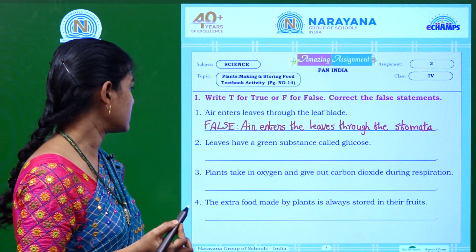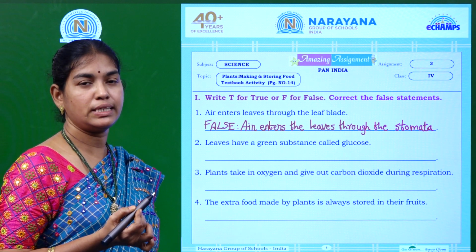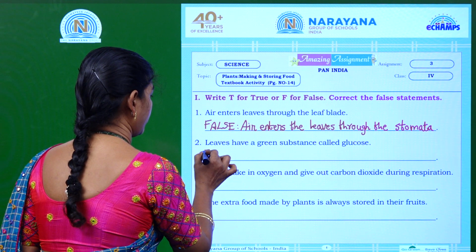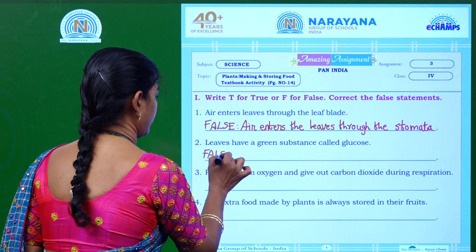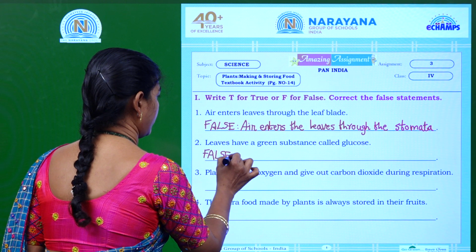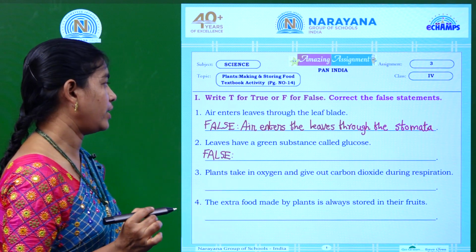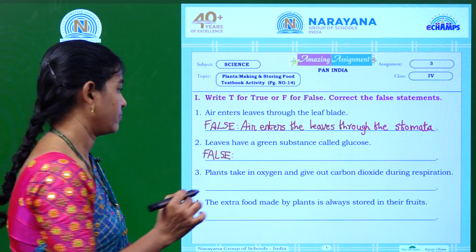The second bit is: leaves have a green substance called glucose. This is a false statement. Leaves have a green substance called chlorophyll. This is the correct statement.